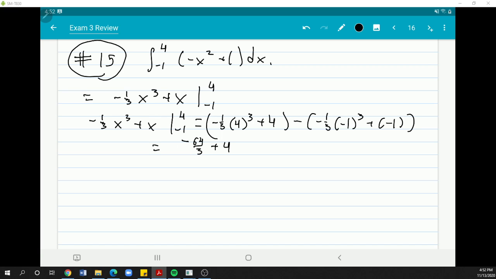Minus 1 cubed is minus 1, times minus 1/3 is plus 1/3. And I have minus 1 but minus minus 1, so plus 1. So I get minus 63 over 3 plus 5. Minus 63 over 3 is minus 21. Plus 5 is equal to minus 16. And that's our final answer for part A.